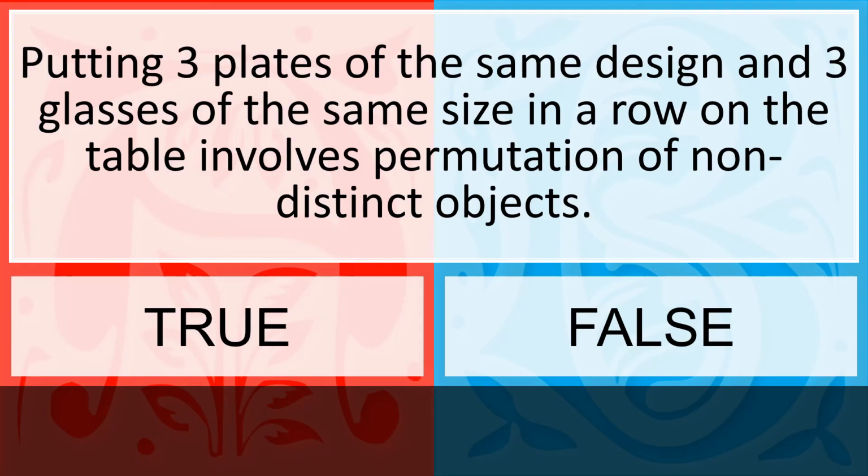Now, let's identify if the statement is true or false about non-distinct objects. Putting 3 plates of the same design and 3 glasses of the same size in a row on the table involves permutation of non-distinct objects. What do you think is the answer? Is it true or false? It is true because of the words same design and same size. So, we have non-distinct objects or the identical objects.